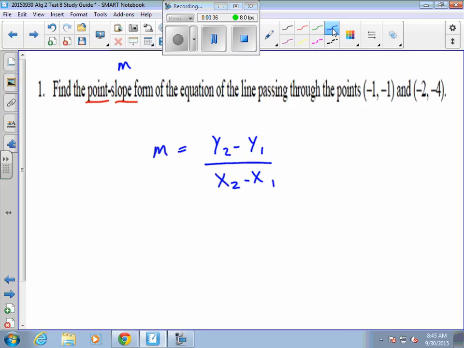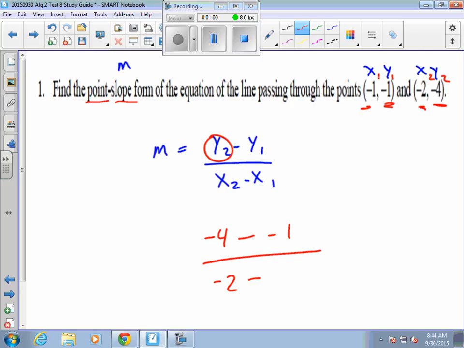So if this is x comma y, remember it's in alphabetical order, and this is x comma y, again in alphabetical order. This is sub 1, and this is sub 2. So we just go by the formula. Y sub 2 is this one here, negative 4, minus y sub 1 is this one here, negative 1, over x sub 2 is this one here, negative 2, minus x sub 1 is this one here, negative 1.